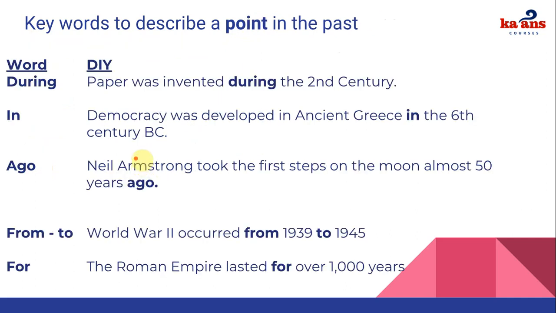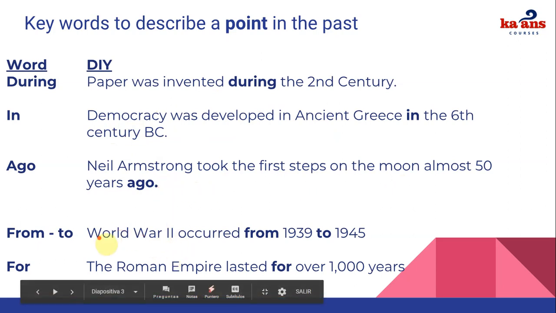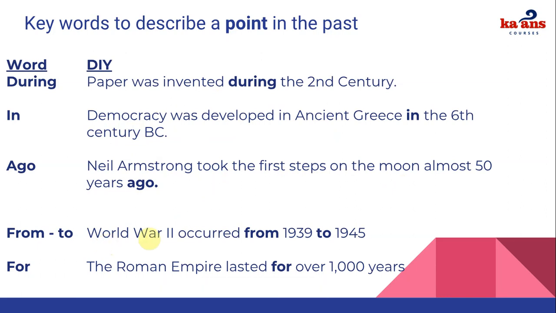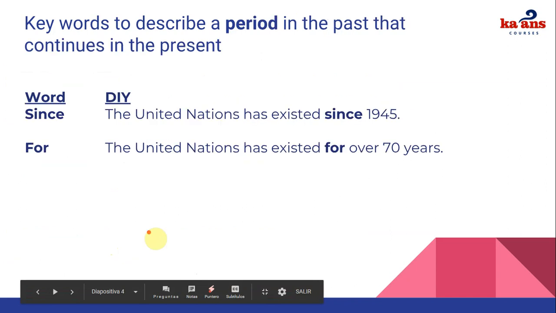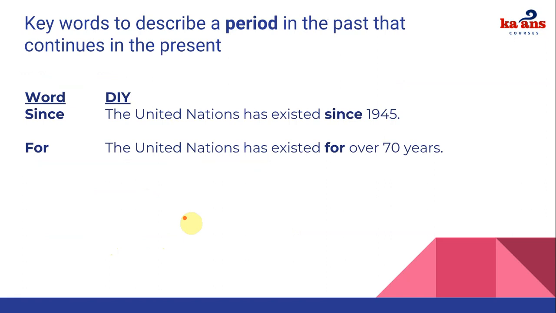As you can see in the previous ones, we talked about things that are not occurring right now in the present, they occurred in the past, like the invention of paper, the development of democracy, the first steps on the moon, or World War II. Obviously, we don't have World War II in the present. Hopefully not World War III, but I'm pretty sure that's not going to happen. In this case, we have things that originated in the past, but they continue to this day. And we use since and for.